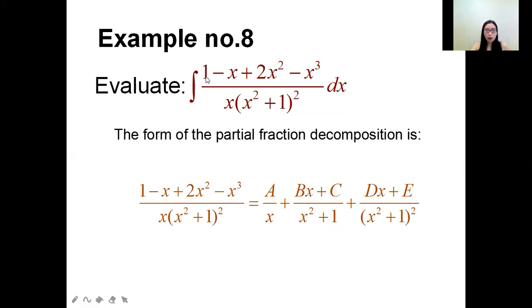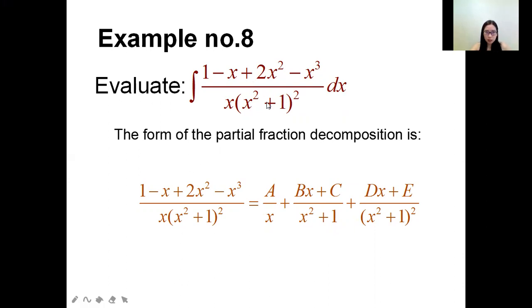Evaluate the integral of 1 minus x plus 2x squared minus x cubed over x times (x squared plus 1) squared dx. So first, tanawon sa nato kung mag-perform ba ta og partial fraction, no? So x squared daan times x. So kabalo na ta nga the degree of the numerator is lesser than the degree of the denominator. So we are not going to perform long division.